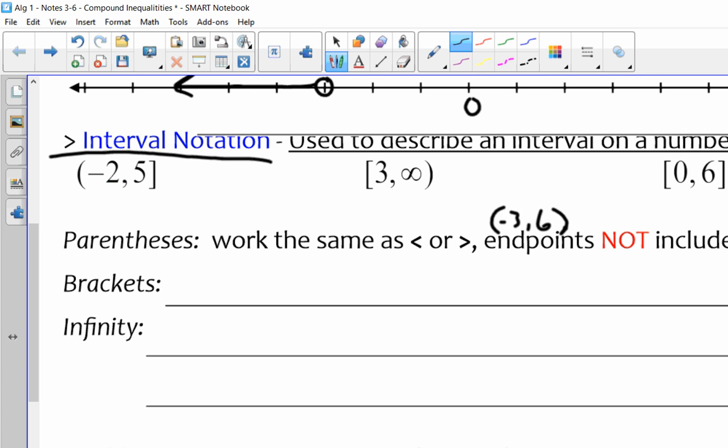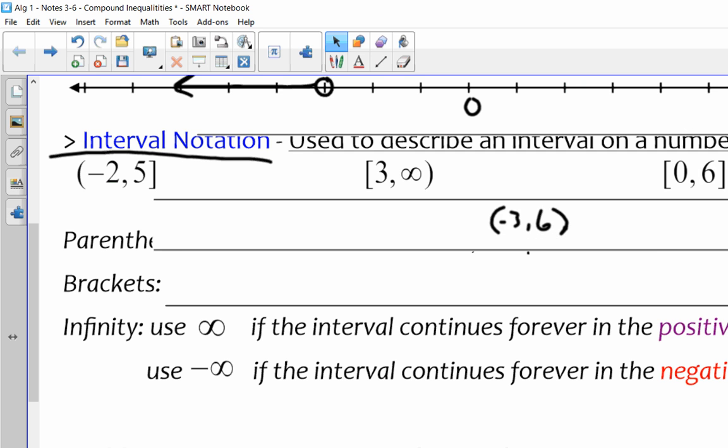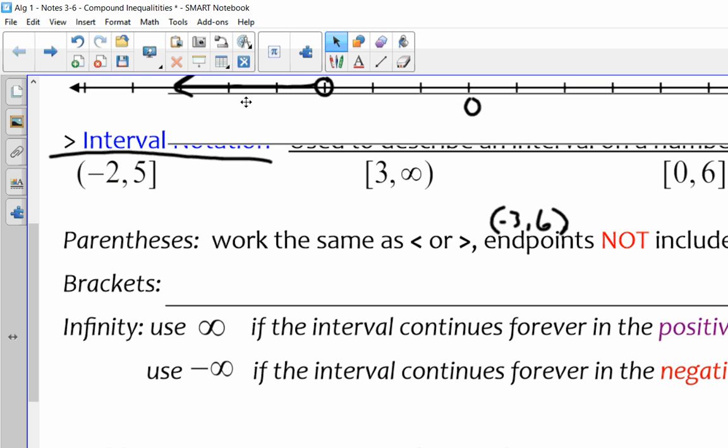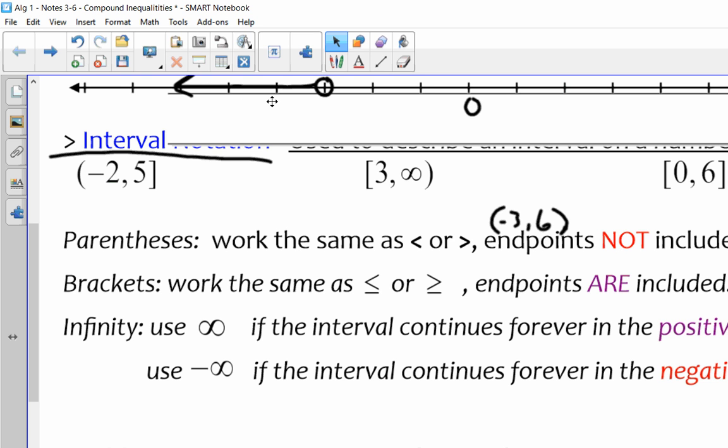For brackets, when we have an infinity, I guess. The brackets, let's pull up both. The brackets still work as a less than or equal to or greater than or equal to, and that means the endpoints are included. So brackets are going to look something like this.